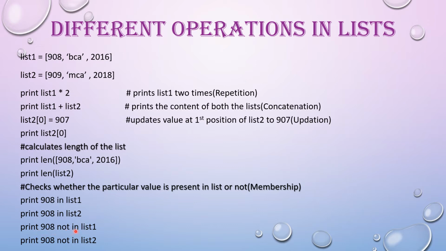Is 908 not in list 1? 908 is in list 1. So what will it print? It will print false, because this is a false statement. Similarly, 908 not in list 2? Yes, it is right. So it will print true.